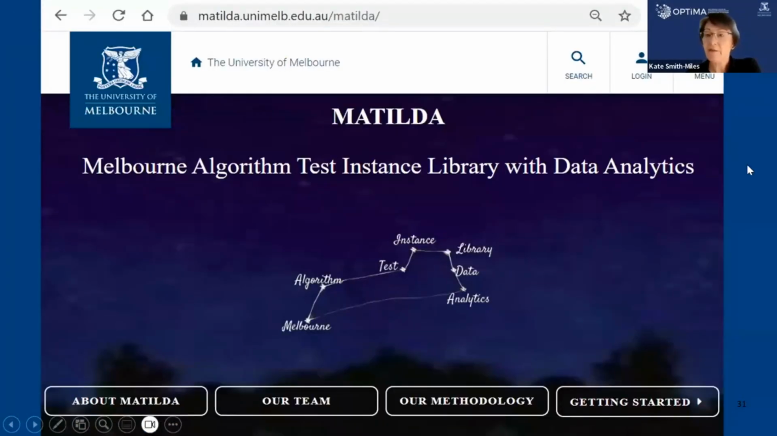So that's just to give you an idea of instance space and how you can apply it to get insights into strengths and weaknesses of algorithms and models and solvers. Matilda is our online tool.